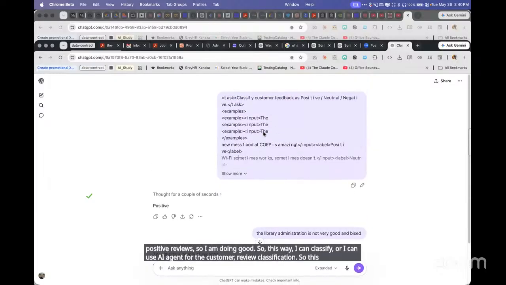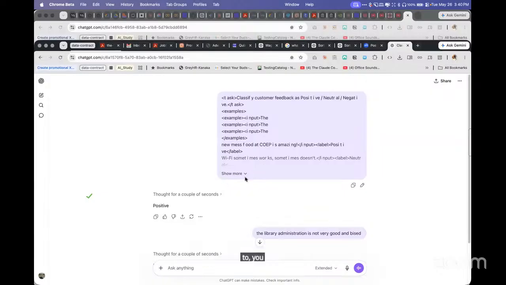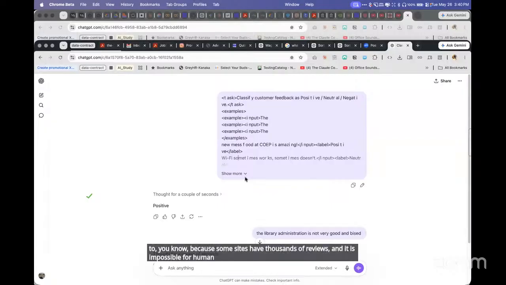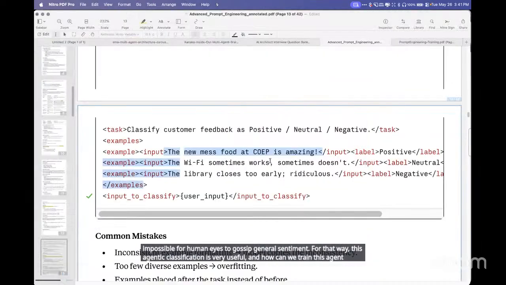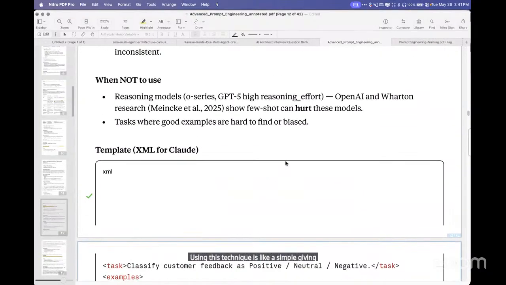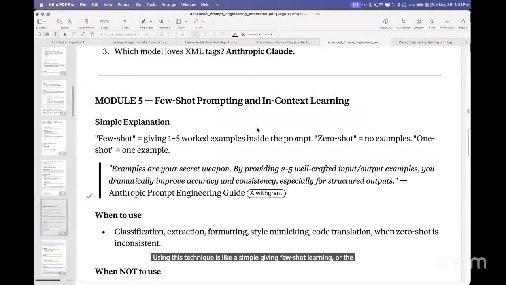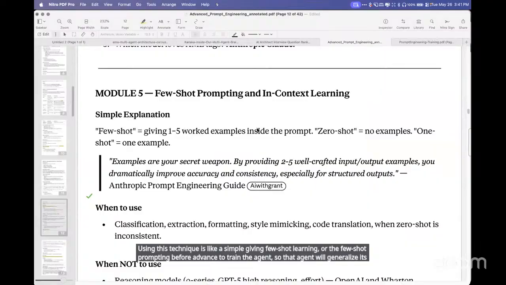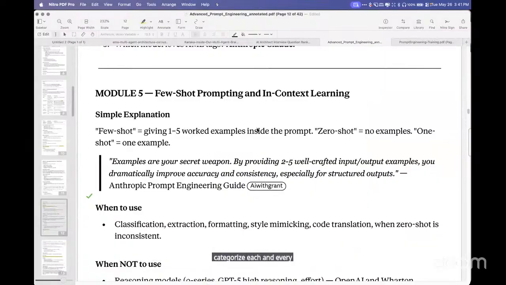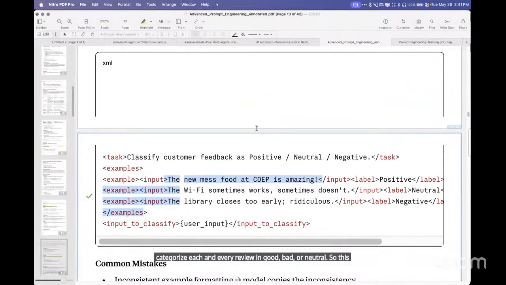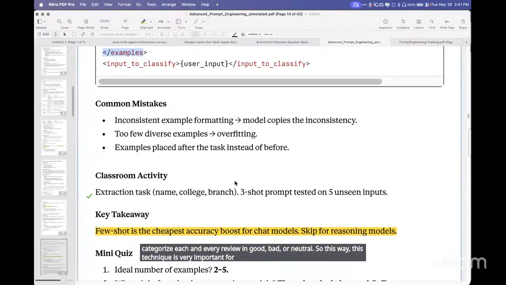So this is the best example of a classification agent which we can train and use programmatically, because some sites have thousands of reviews and it is impossible for human eyes to gauge a general sentiment. For that, this agentic classification is very useful. And how can we train this agent? Using a simple technique, few-shot learning, or few-shot prompting, to train the agent so that it will generalize its understanding and categorize each and every review as good, bad, or neutral. This technique is very important for classification agents.